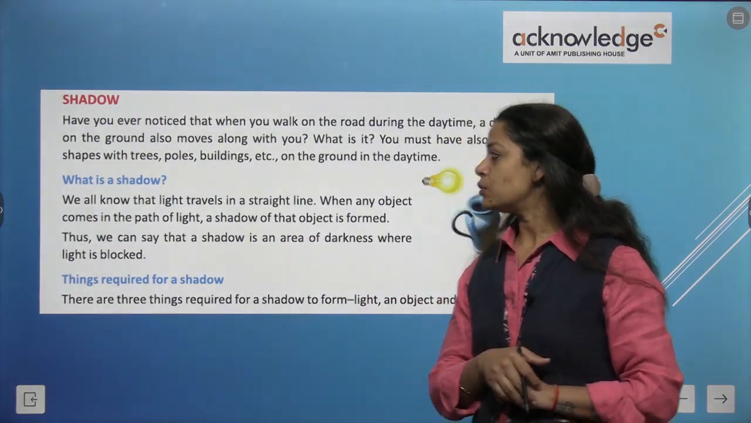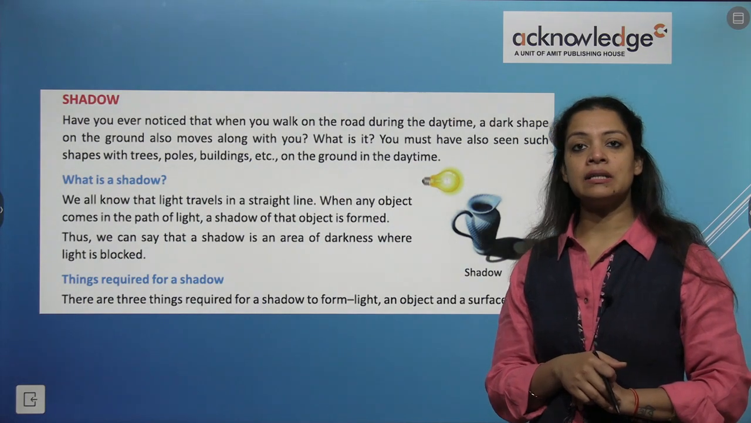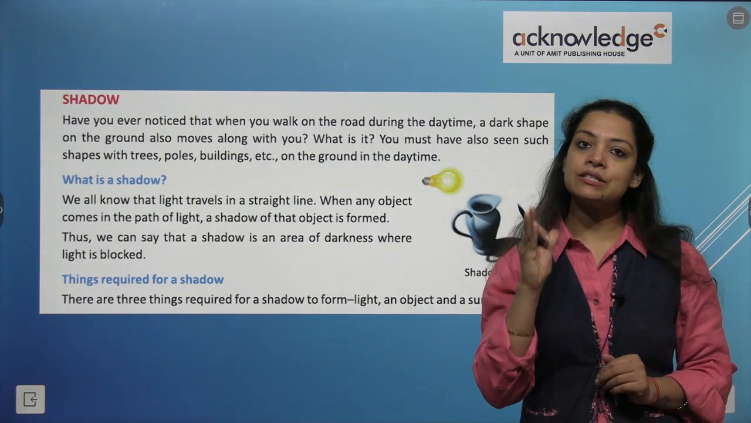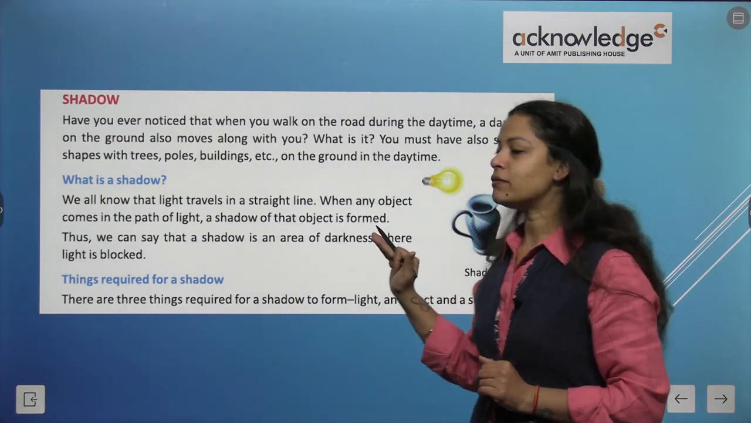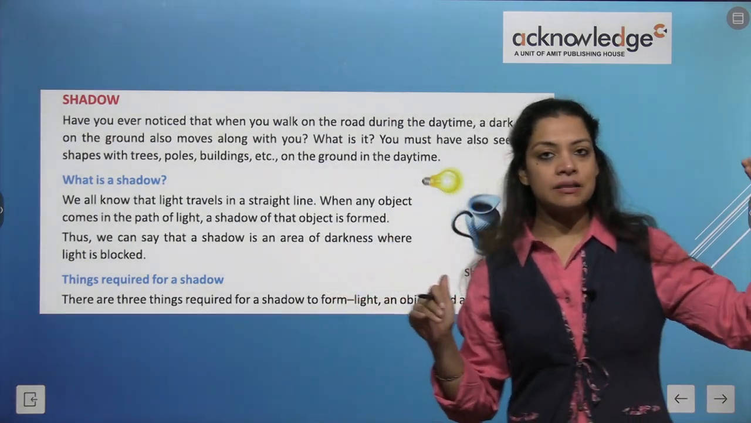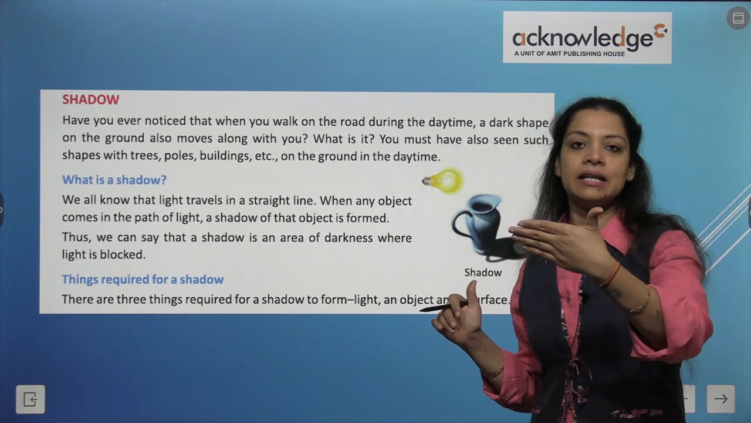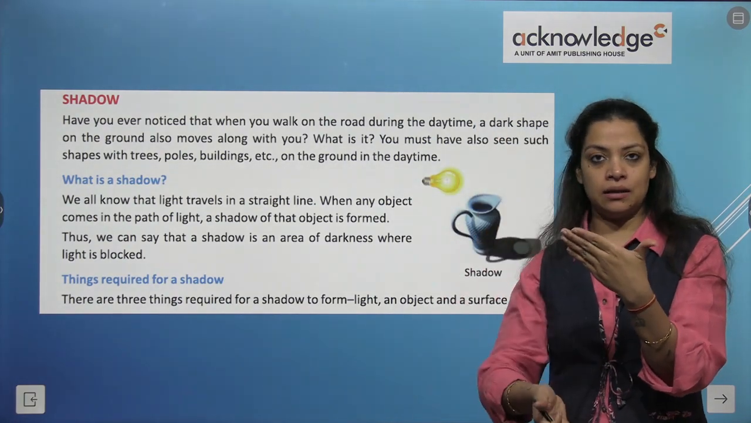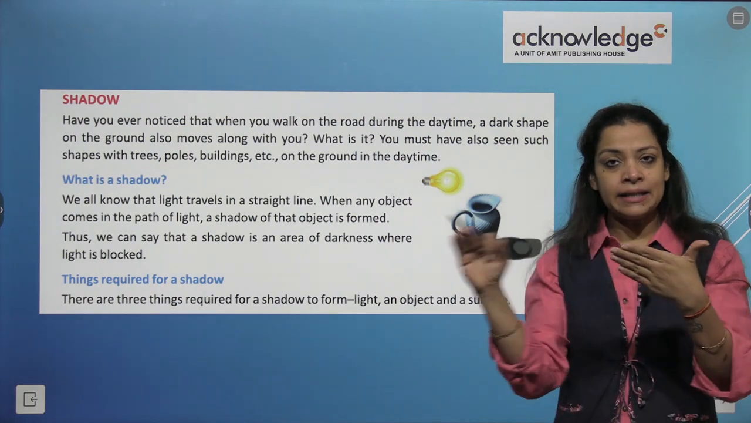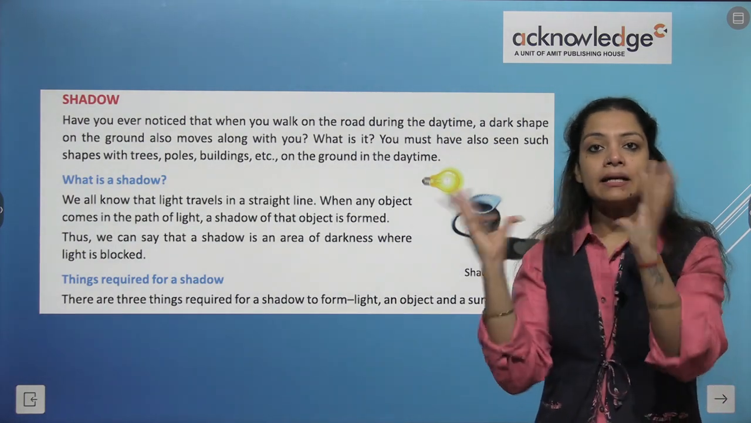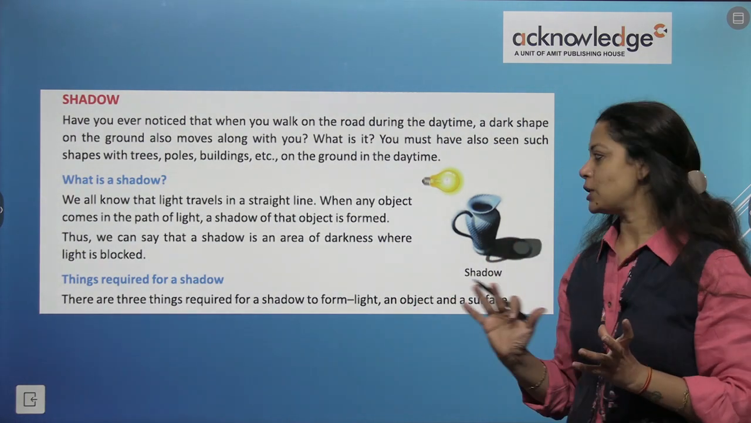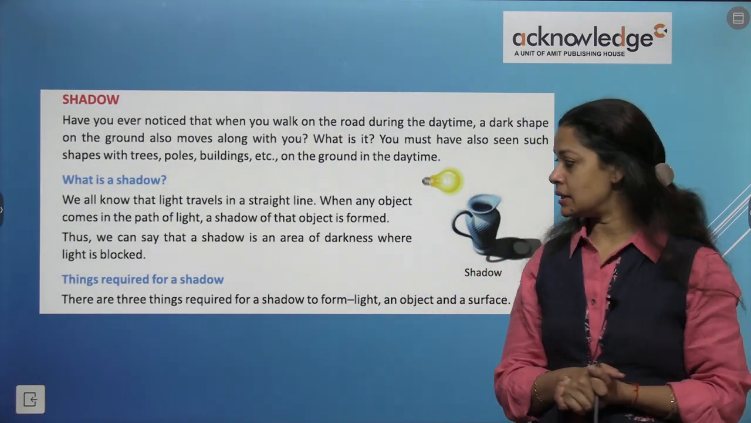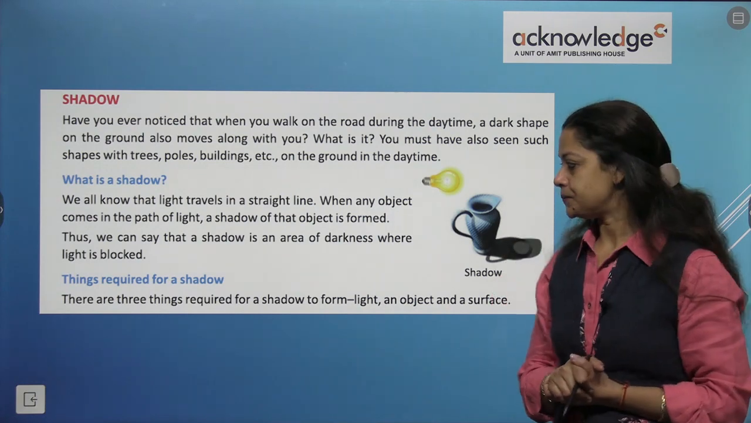Now what is shadow? We all know that light travels in a straight line. When any object comes in the path of that straight line, a shadow of that object is formed. तो जिस तरह से मैंने कहा कि light straight line में travel करती है, so when an object is covering that line, that casts a shadow. वो उस तरह से एक shadow बन जाती है. Thus we can say that a shadow is an area of darkness where light is blocked.